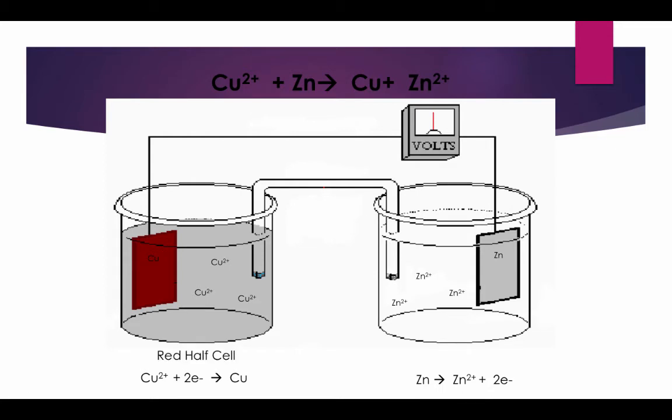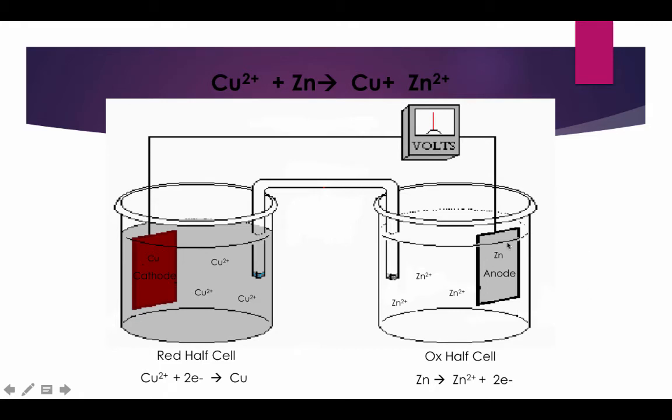Now that we know where oxidation and reduction are occurring, we can label our anode and our cathode. Recall that reduction occurs at the cathode, making our copper metal our cathode, and oxidation occurs at the anode, making our zinc electrode our anode. These pieces of metal here are called electrodes.